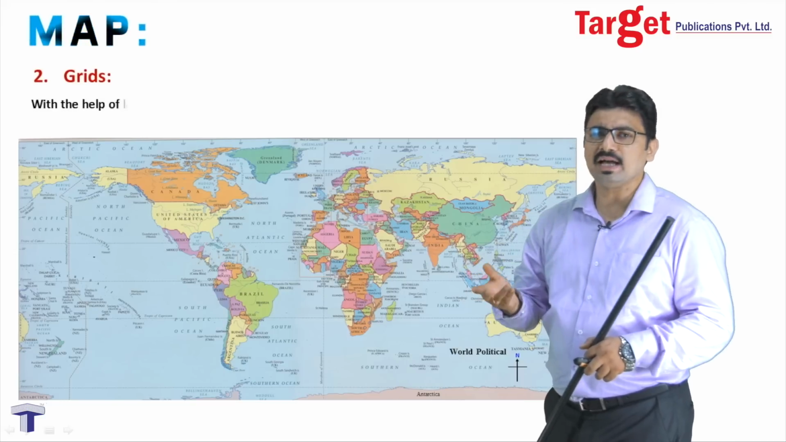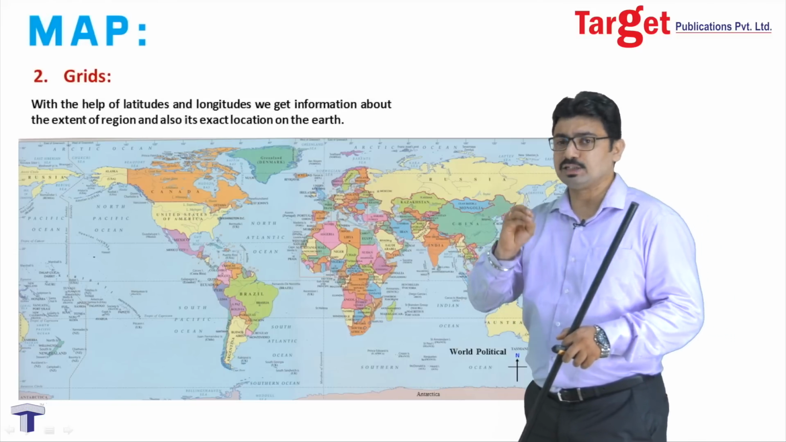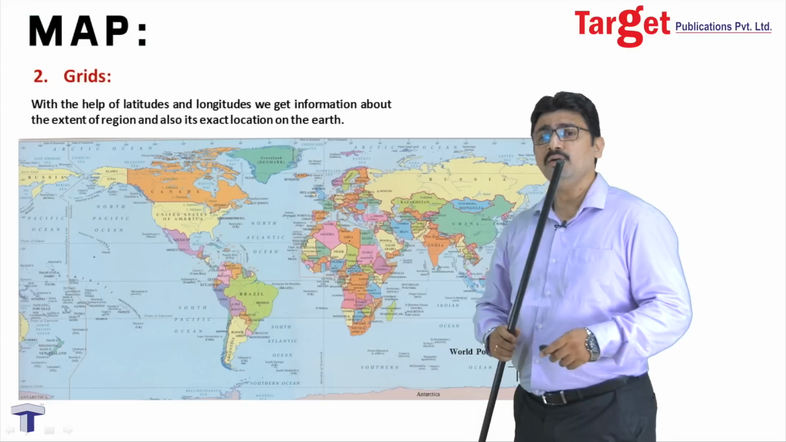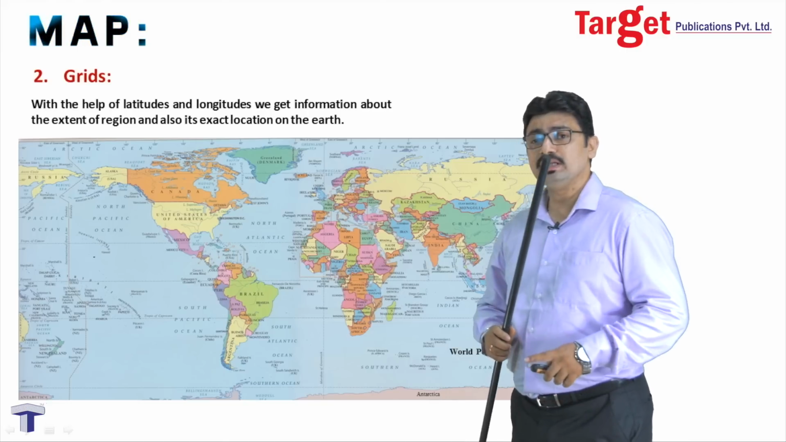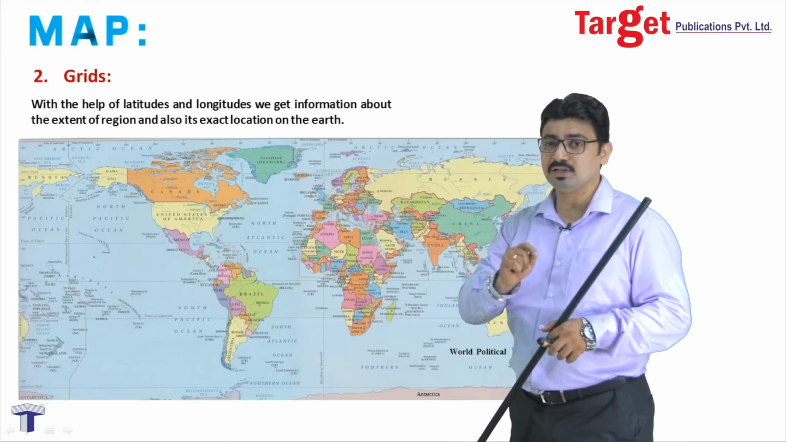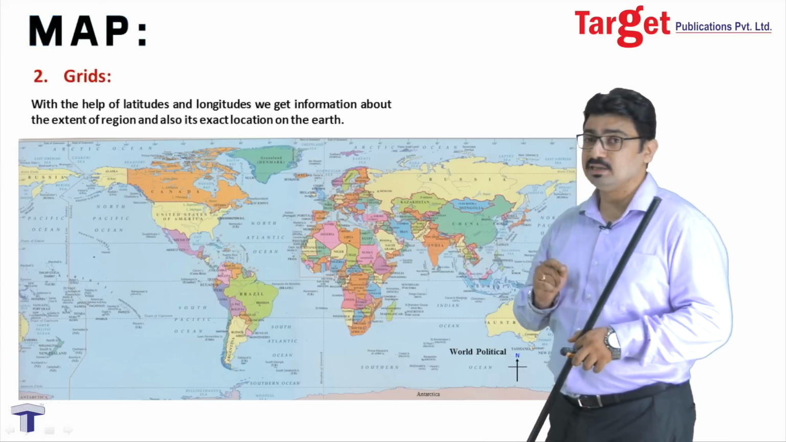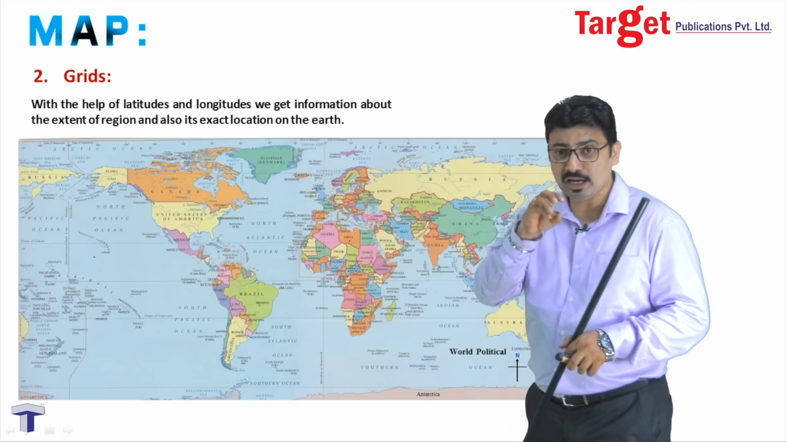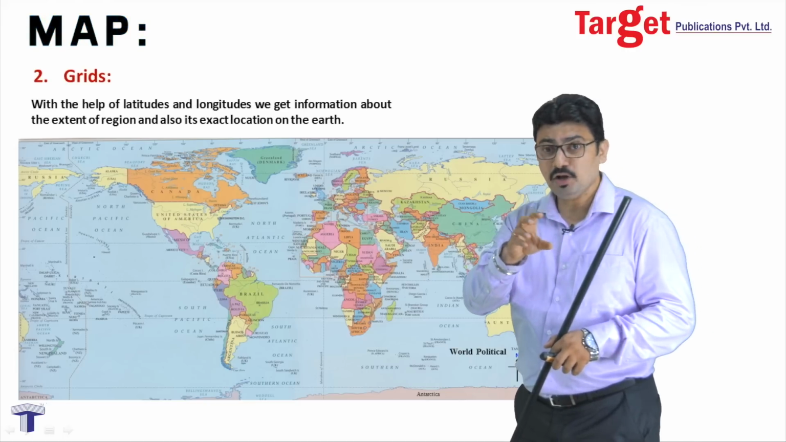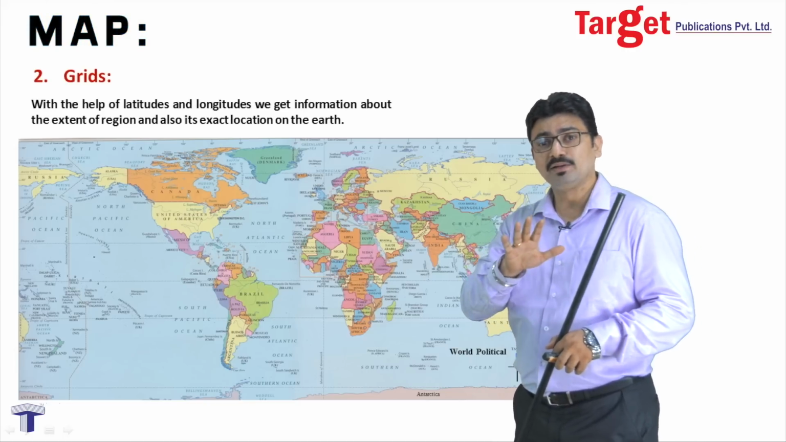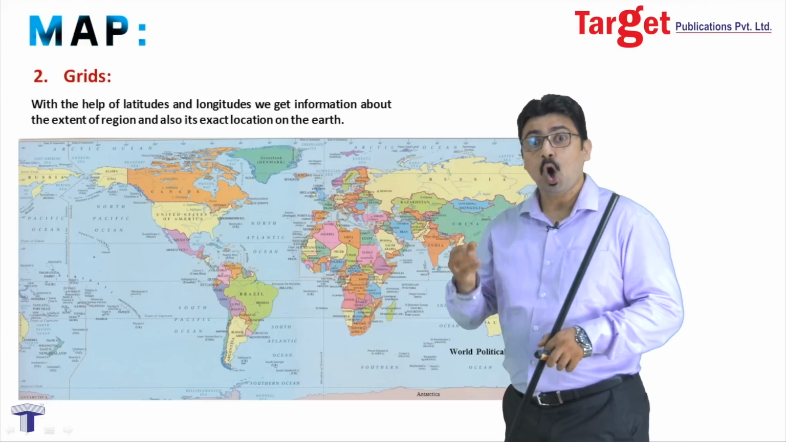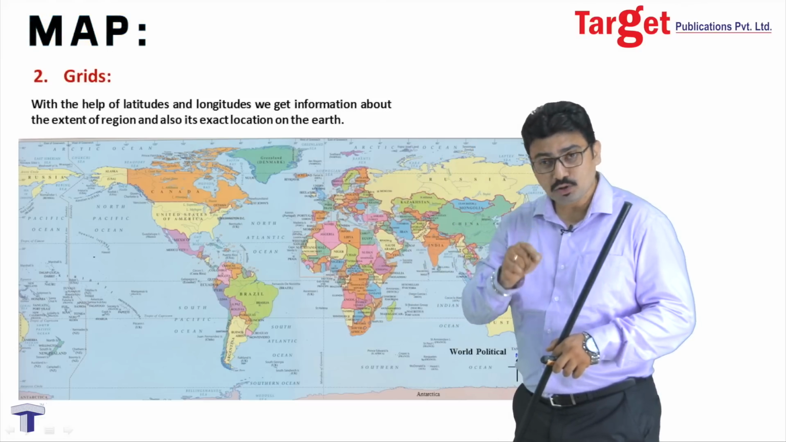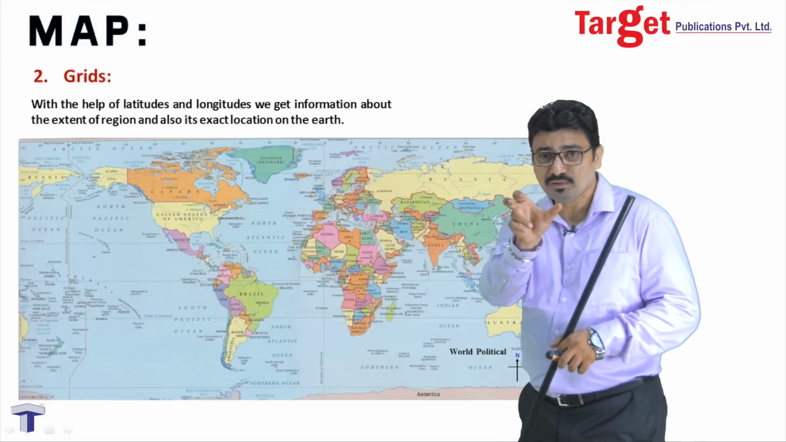Either of these two ways are used to represent the direction on a given map. Now, after direction, we also see the grids of latitudes and longitudes. As I mentioned, these grids are extremely important to understand the location of a given region or a place or a country with respect to the entire map, or to also understand the extent of the region.